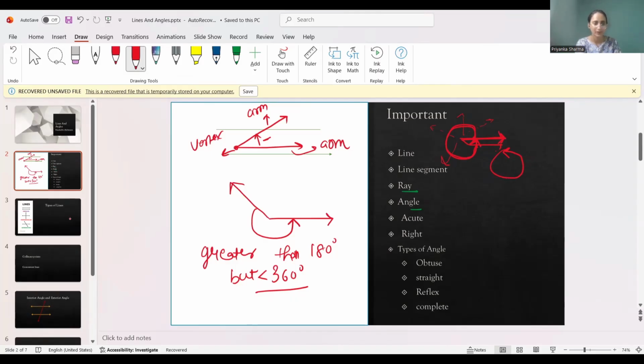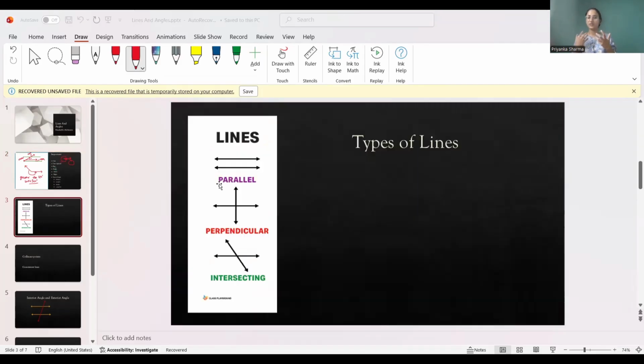Now we have some kinds of lines which are called parallel lines, perpendicular lines, and intersecting lines. Parallel lines are shown in this figure. Parallel lines are the lines which will never meet.